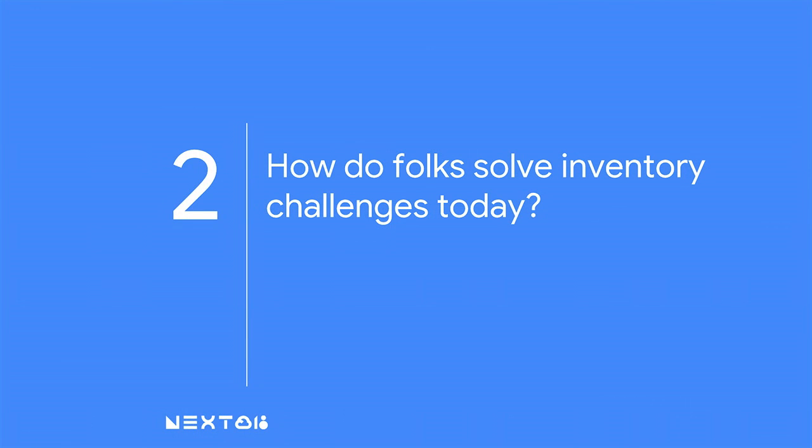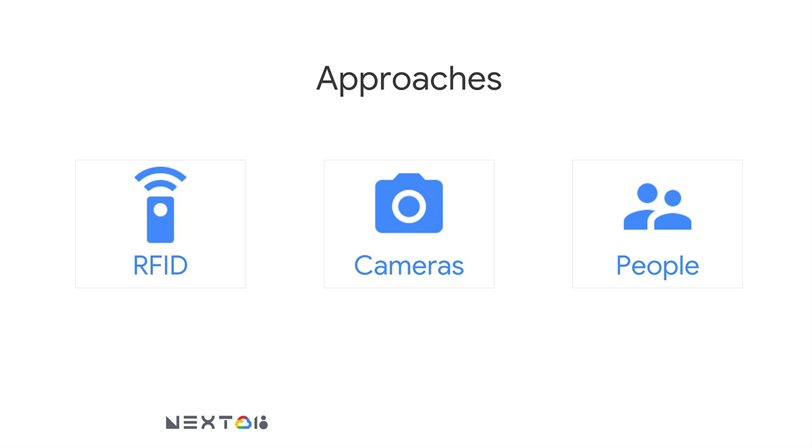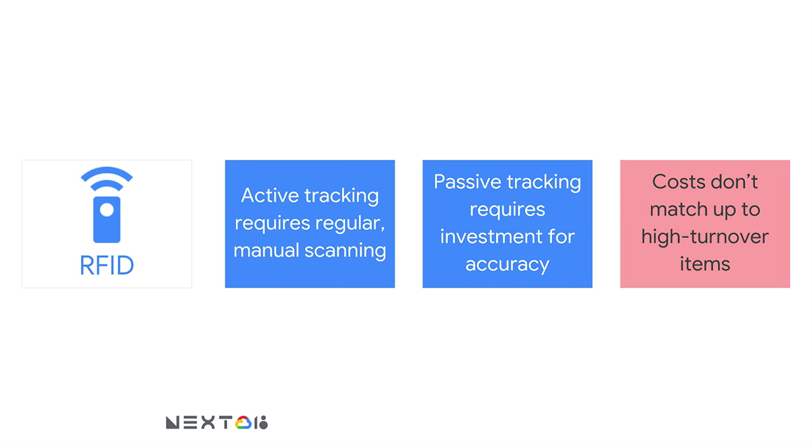So how do folks typically solve inventory challenges today? And not just produce, but broadly around inventory challenges. There's typically three main components in these scenarios: RFID, cameras, and people. And if we unpack each one of those, we figure out that it's not a perfect fit for this kind of produce-style use case.